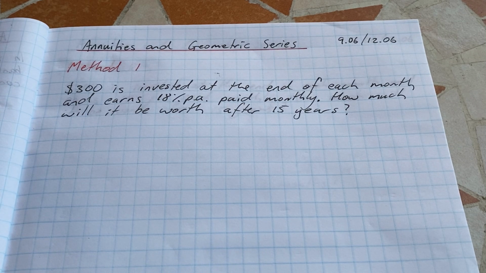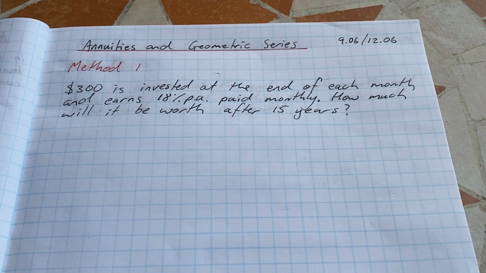Okay, we're going to be looking at annuities in terms of geometric series. So we're going to be using those geometric series formulae that we've learnt before. Now I'm going to teach this exercise using two different methods. I've only made this method one, because it's the one that your textbook uses in their examples.